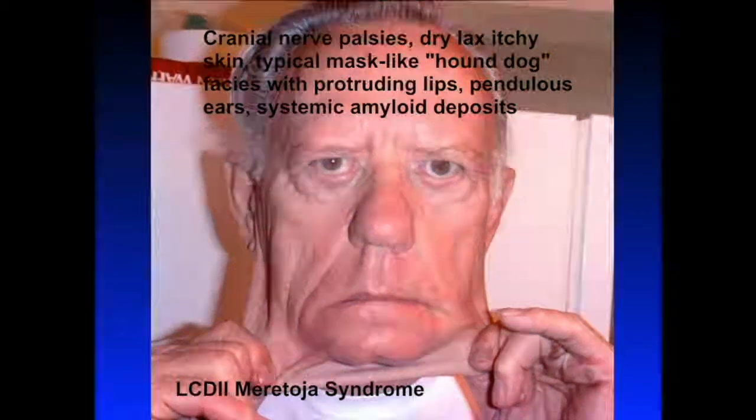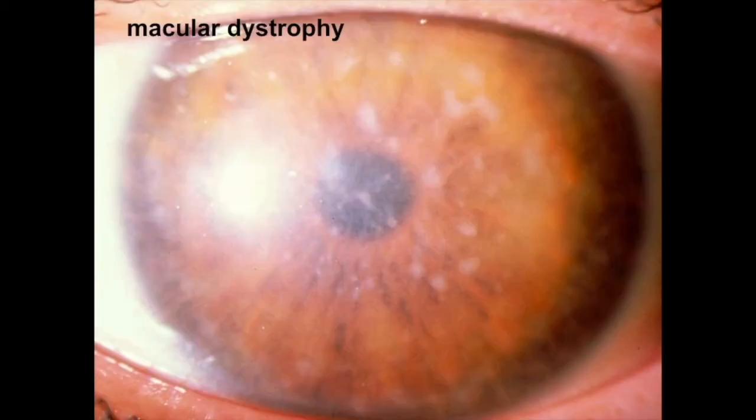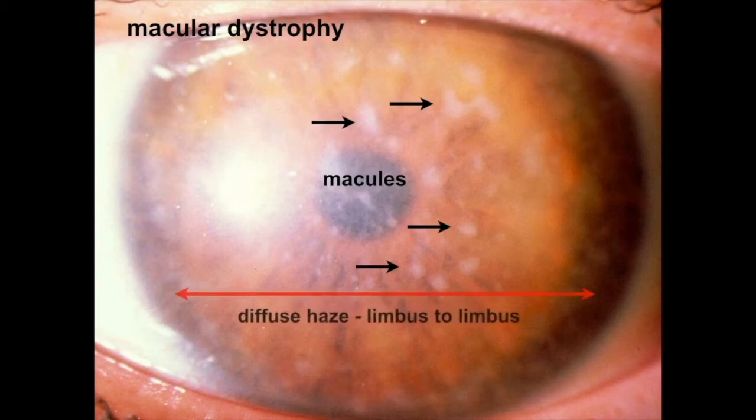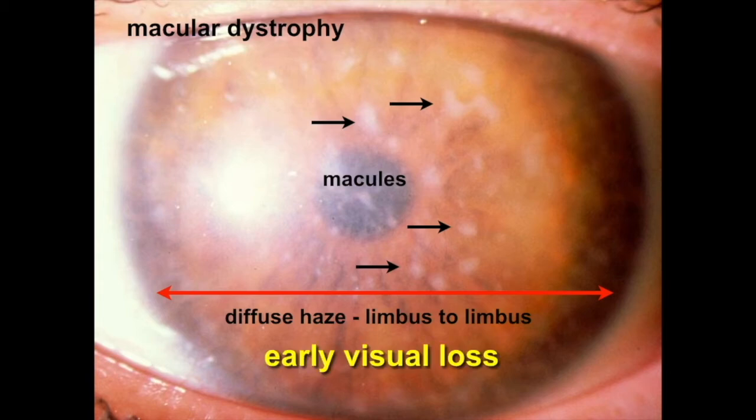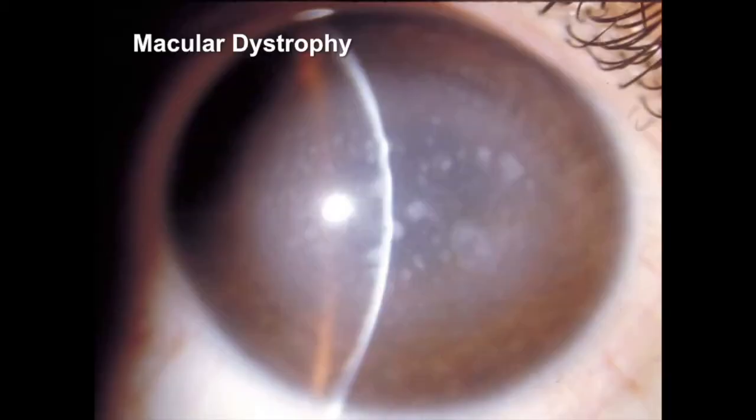This is a case of macular corneal dystrophy. The term macular refers to the white spots or macules. Now, a macular dystrophy tends to become symptomatic relatively early, and that's because there is, in addition to the macules, diffuse haze of the corneal stroma, which extends from limbus to limbus, giving rise to early visual loss. Here's another example with macules and diffuse haze.